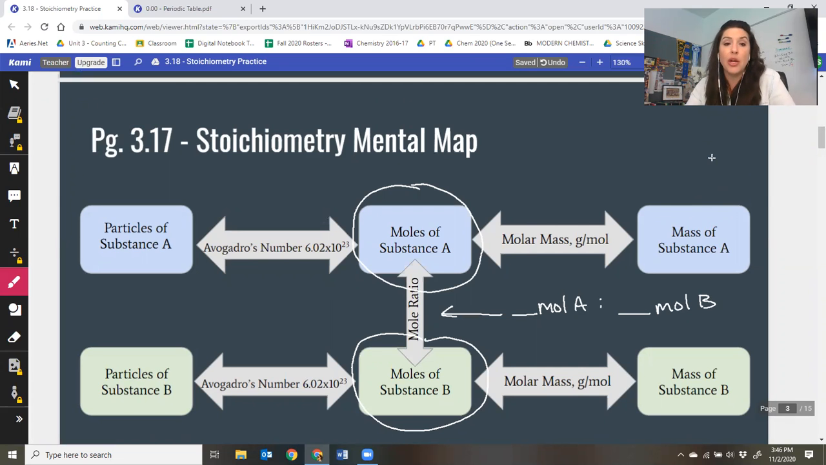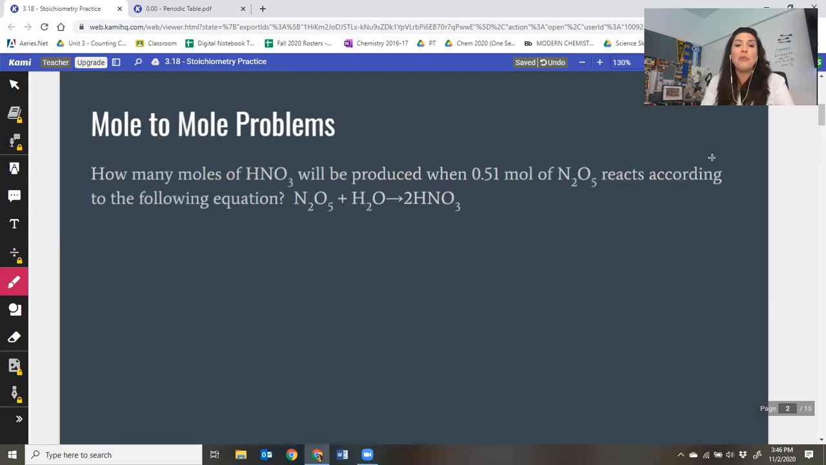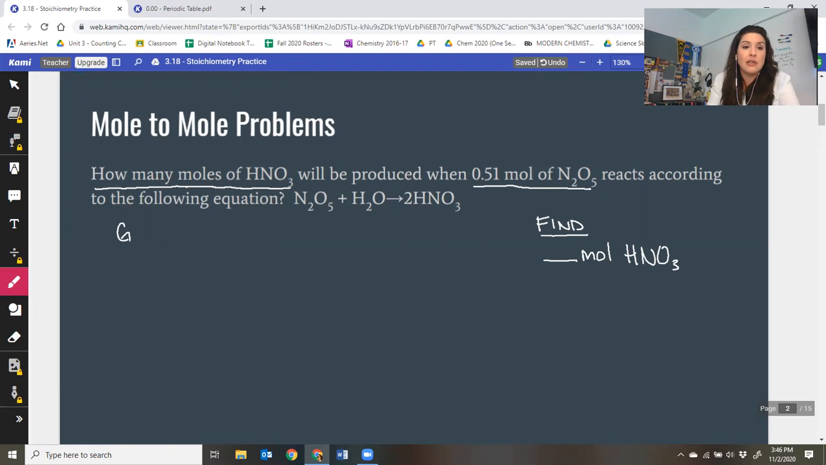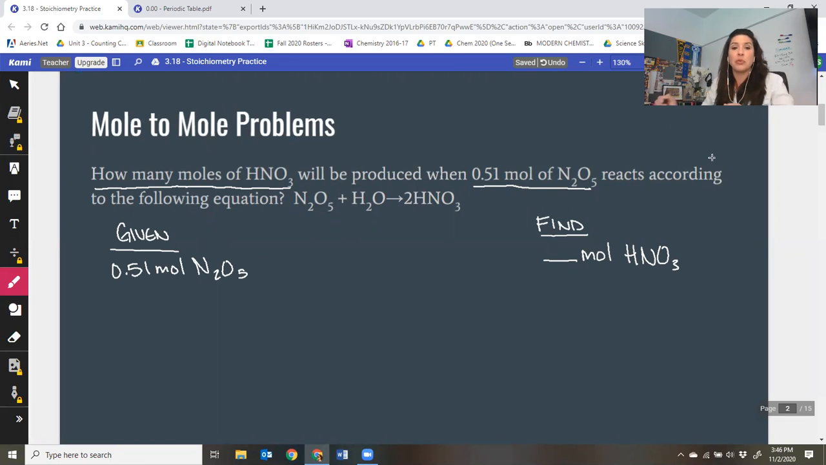All right, so let's take a look. This is what the question is asking, so this is what I'm trying to solve for. Find how many moles of HNO3 will be produced when, and here's what's given to us, 0.51 moles of N2O5 react.